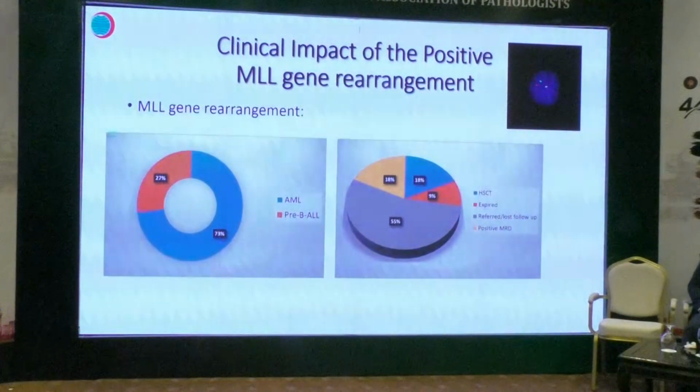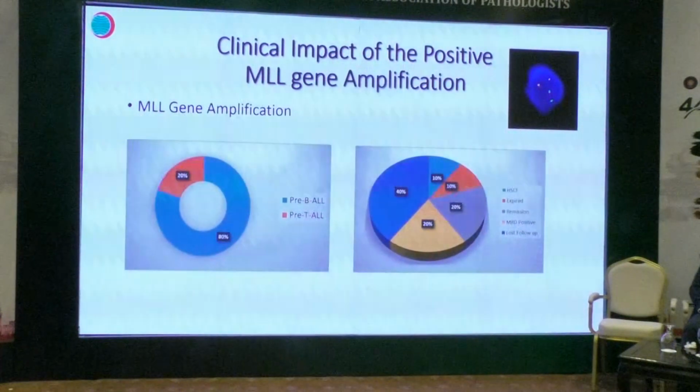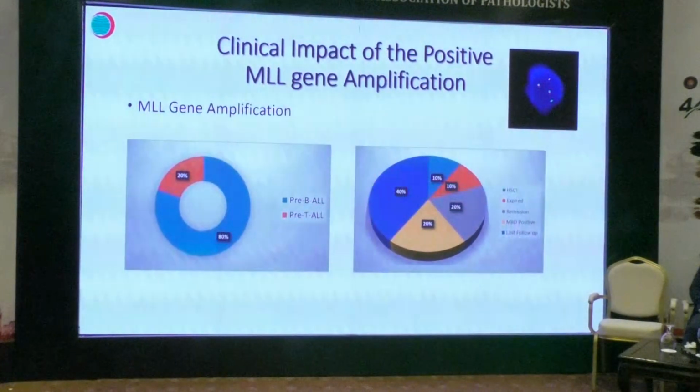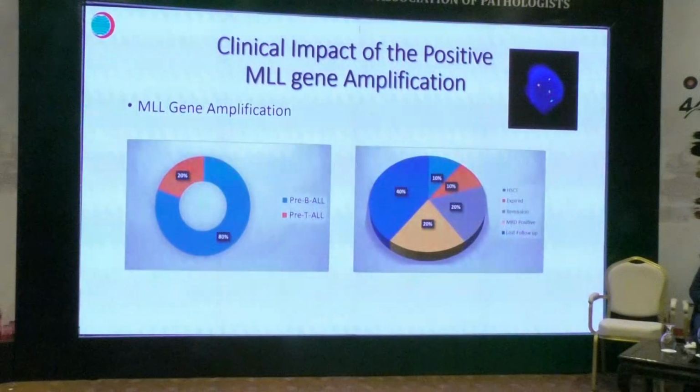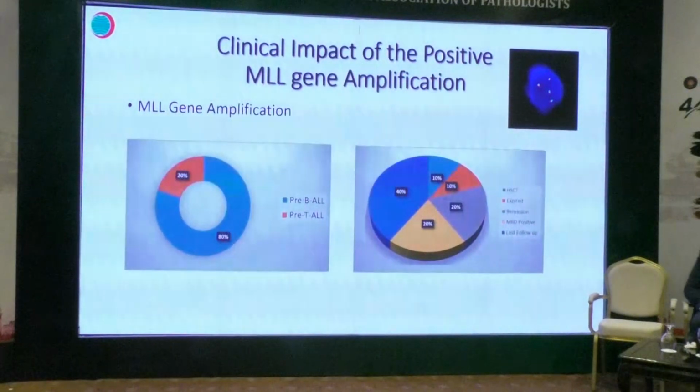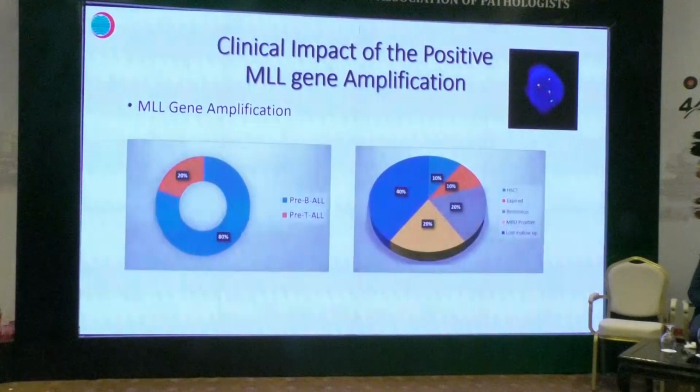And 55% of the patients, that is almost 6 patients, were lost to follow-up. Looking at gene amplification, it was most commonly seen in precursor B acute lymphoblastic leukemia, as shown here, with 4 signals. We had multiple signal patterns like 3 fusion signals, 4 fusion signals, up to 6 fusion signals, but the overall impact was not different in gene amplification.